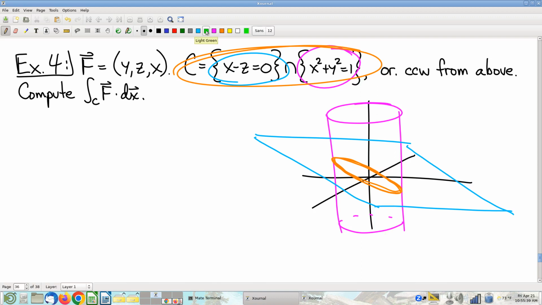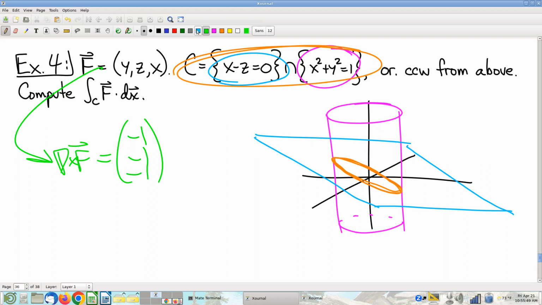The curl is still -1, -1, -1. This time, though, my normal vector, still easily readable from my equation of my plane here, is 1, 0, -1. Okay, there's a plus or minus question that I haven't addressed yet. And yeah, I got to divide by the square root of 2 to make it a unit vector.